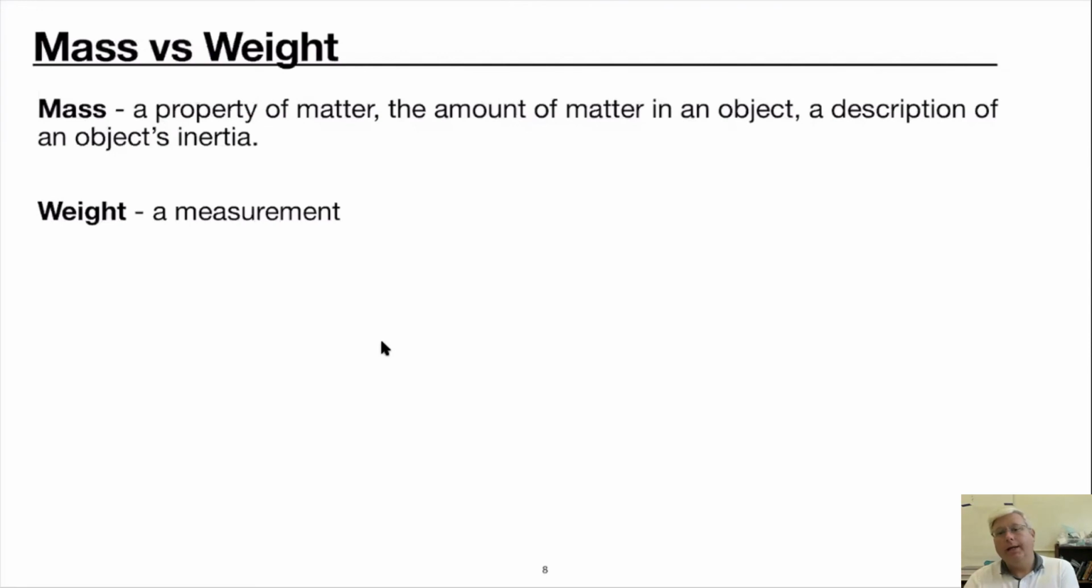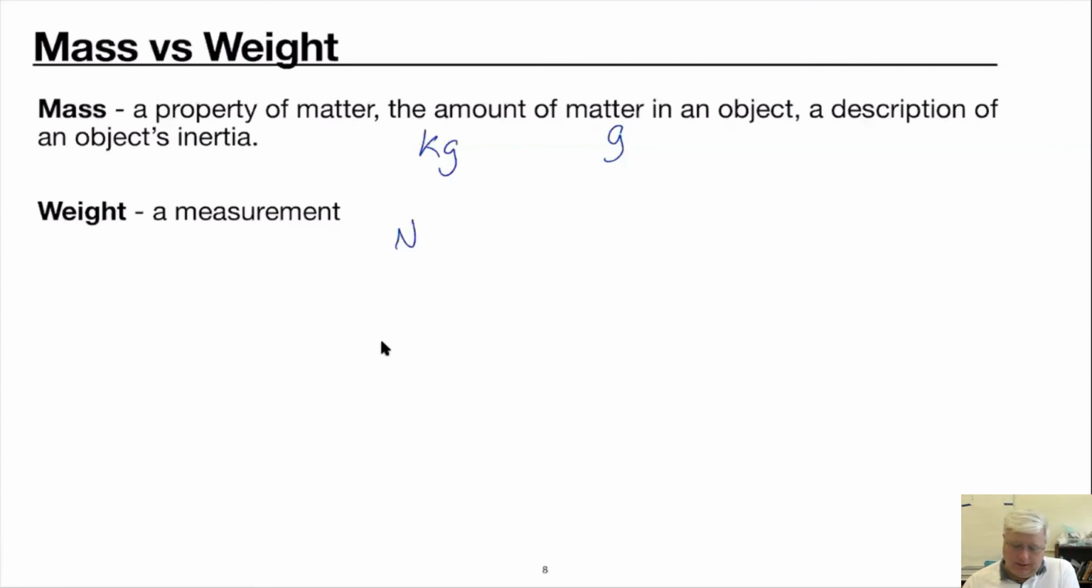And whereas weight is not the same as mass. It is a measurement. So what are some of the units of mass? Well, we know that the SI unit is the kilogram, and maybe sometimes we use grams. Weight, well, weight in SI units is the Newton.